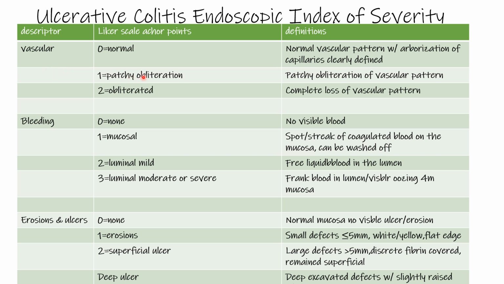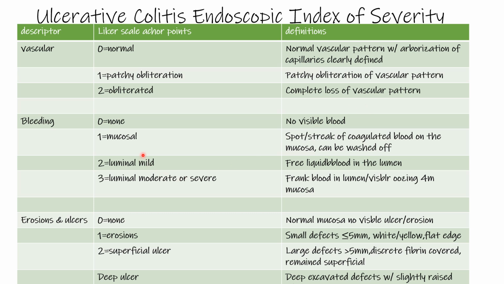In terms of vascular pattern, 0 is normal, with a normal vascular pattern and arborization of capillaries clearly defined, as you've seen in the first image of normal. In 1, we have patchy obliteration of the vascular pattern. In 2, the vascular pattern is obliterated, with complete loss of the vascular pattern.